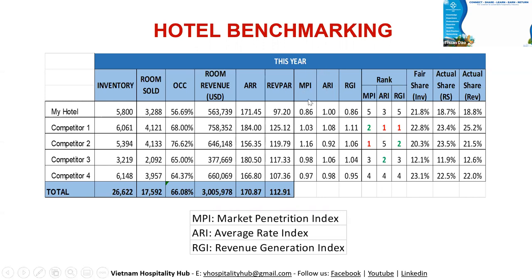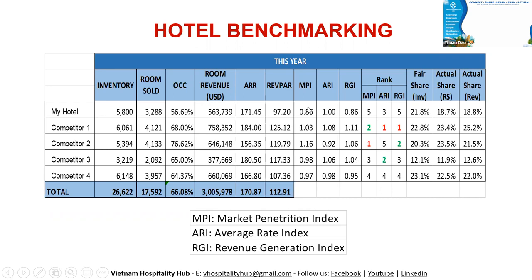So for the MPI, you take the occupancy of the hotel here. You divide it by the average occupancy of the whole CompSet. Okay, it becomes like this. And then for the ARI, you will take the ADR over here and divide by the average ADR of the CompSet. And then for the RGI, you will take the RevPAR and divide by the RevPAR of the CompSet. Okay, this is the formula to calculate all of these figures.